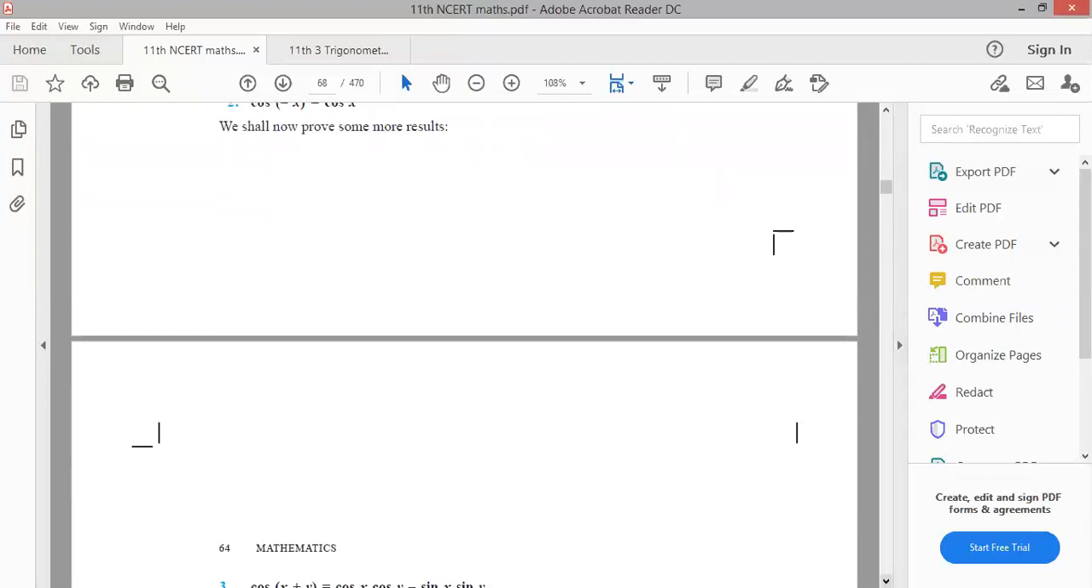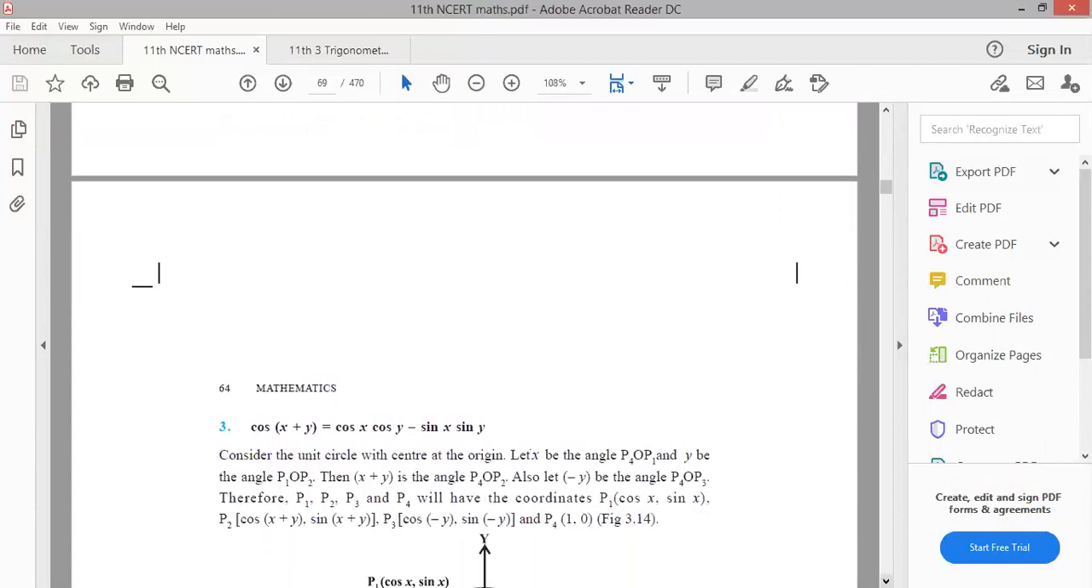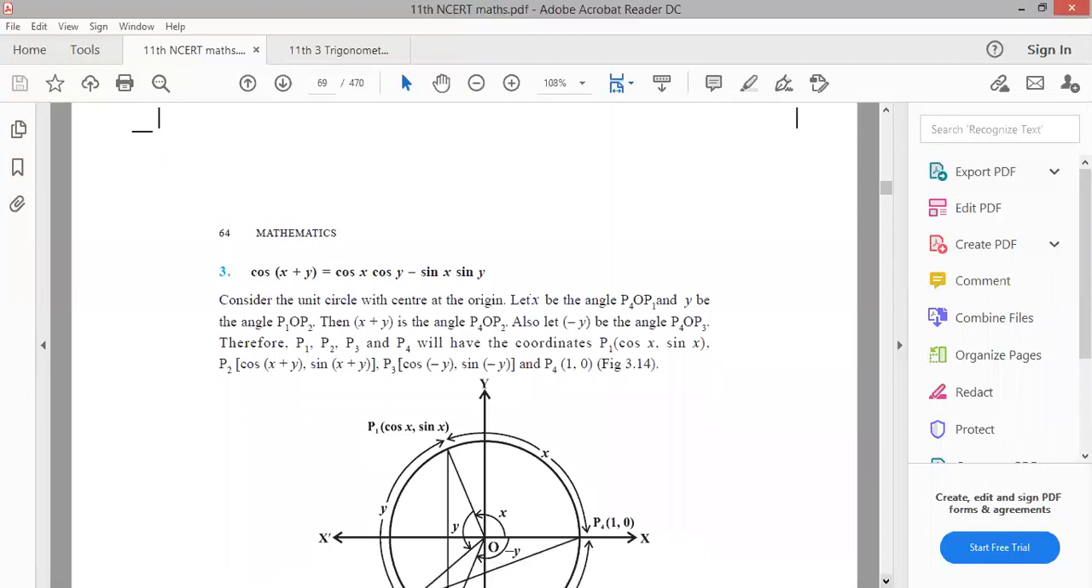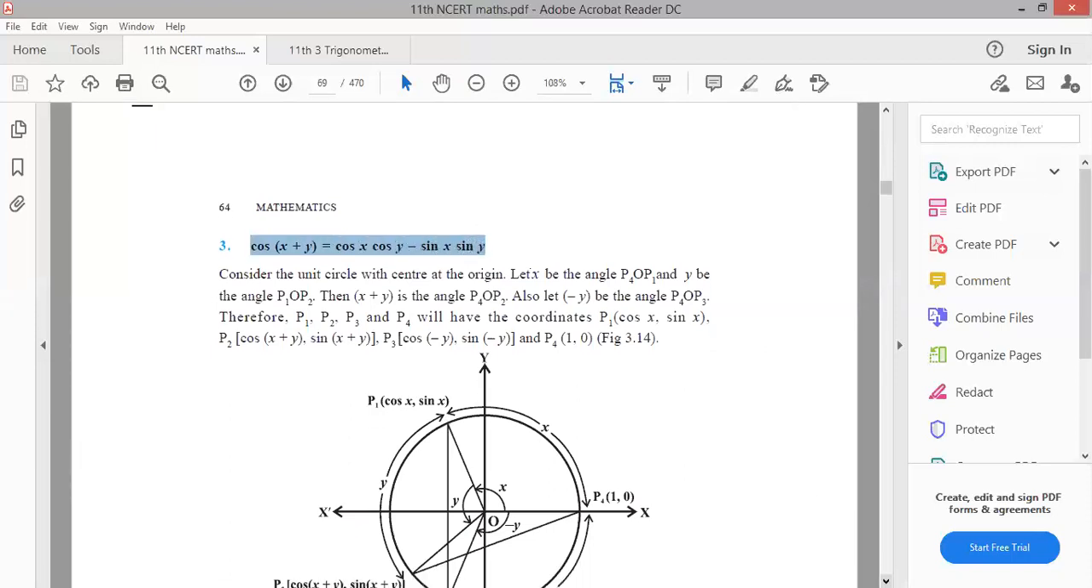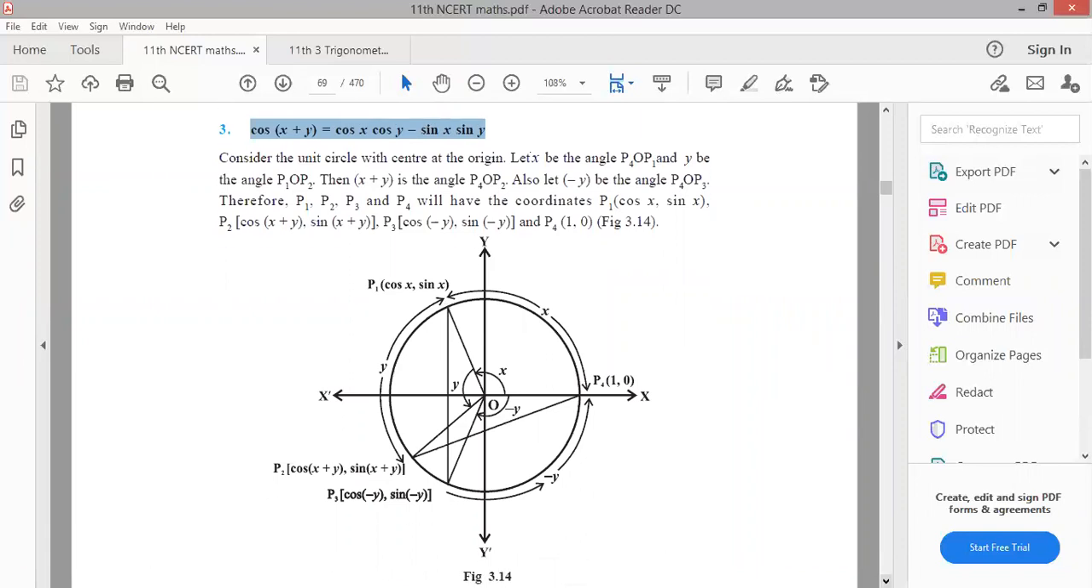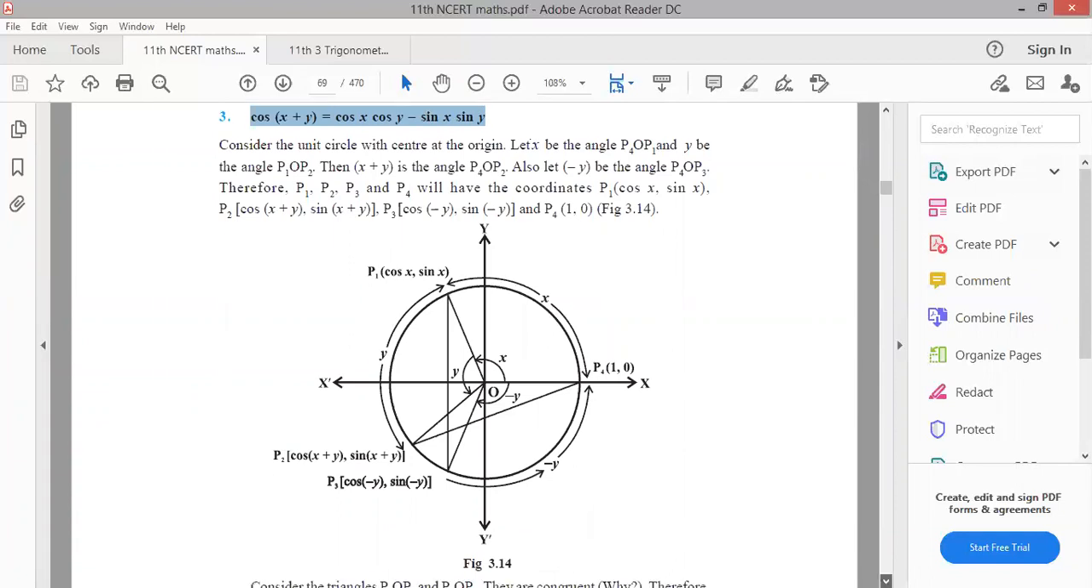So now we will be highlighting the main results of this topic. For example, you have cos of x plus y, that's equal to cos x cos y minus sin x sin y. The proof is given in the book, and it is not a hard task to do, and this may not even be asked in your exams. However, if you want to go through this proof, you can, and if you have any confusion or question, you can ask.